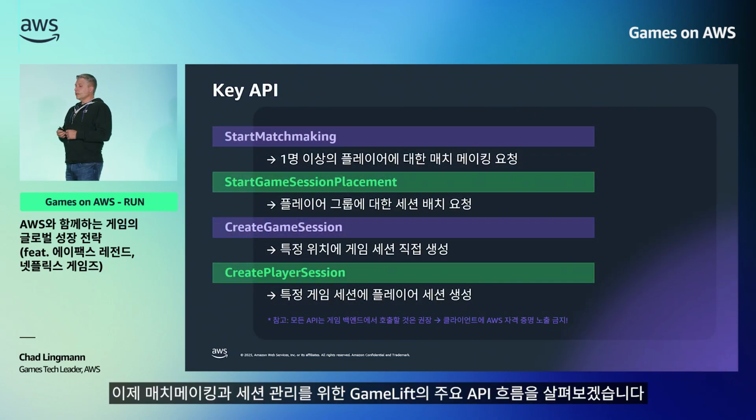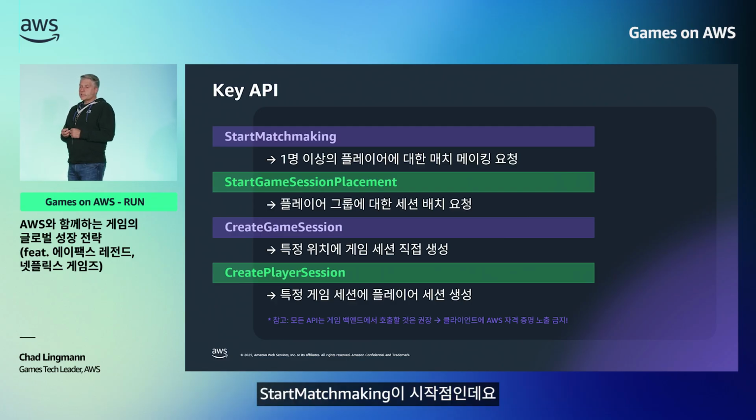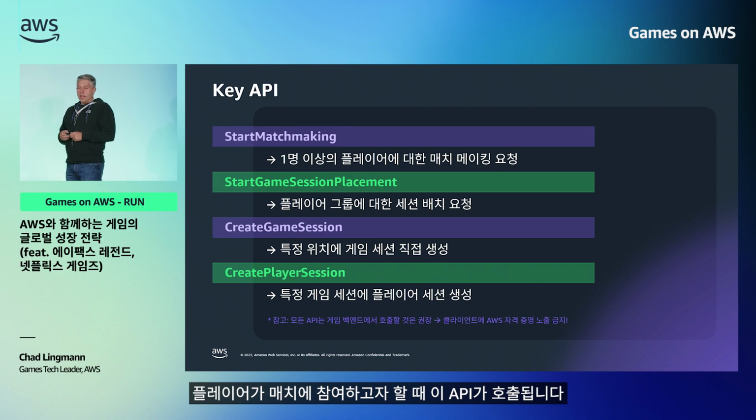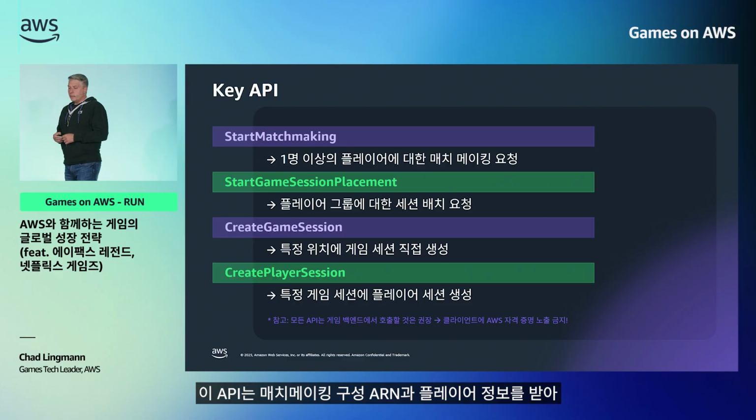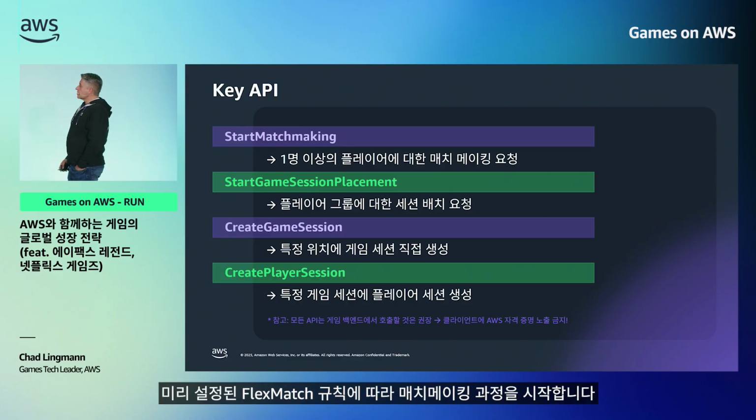Let's walk through the essential GameLift APIs for matchmaking and session management. StartMatchmaking is your entry point. You call this API when players want to join a match. It takes a matchmaking configuration ARN and player information, and then this kicks off the matchmaking process based on your FlexMatch rules that you set up previously.